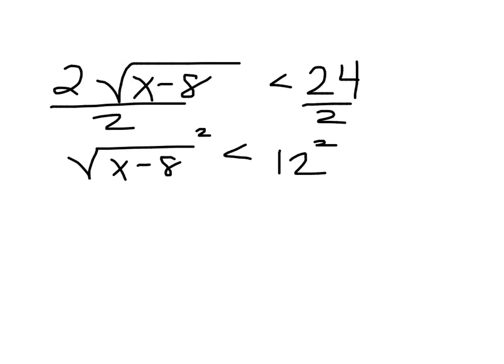On the left-hand side, I get x minus 8. On the right-hand side, what is 12 squared? 144. And then what? Add 8. What's 144 plus 8?